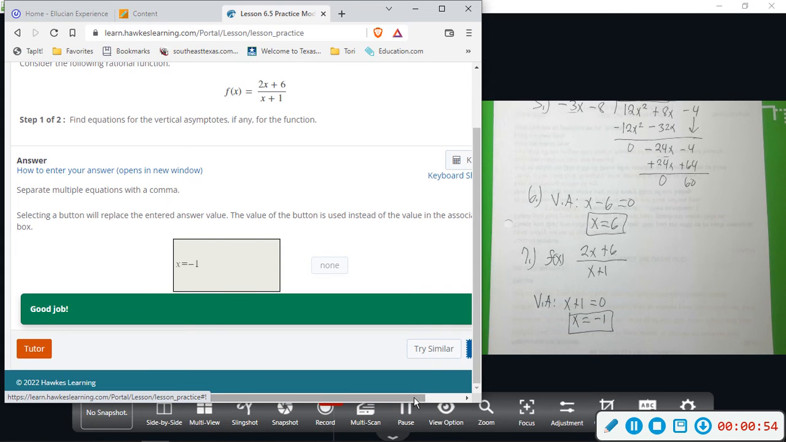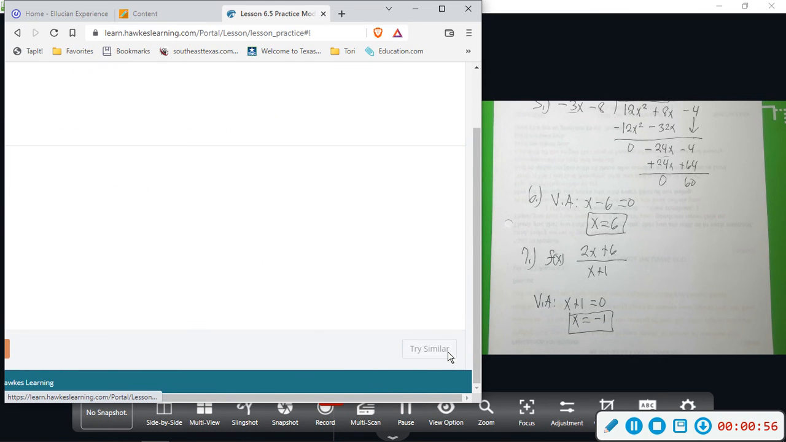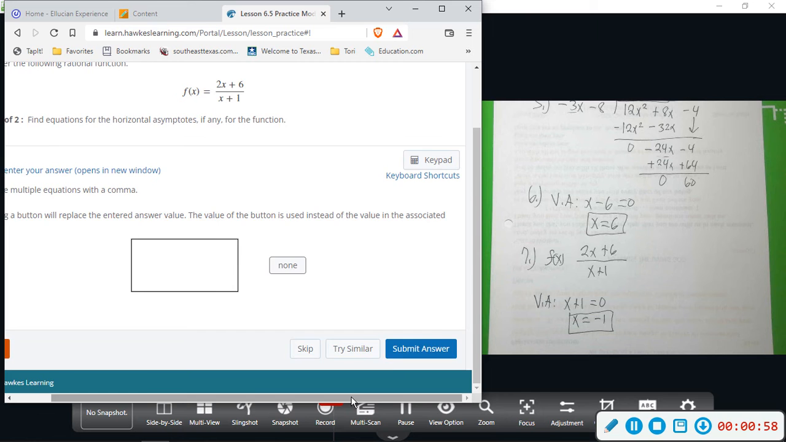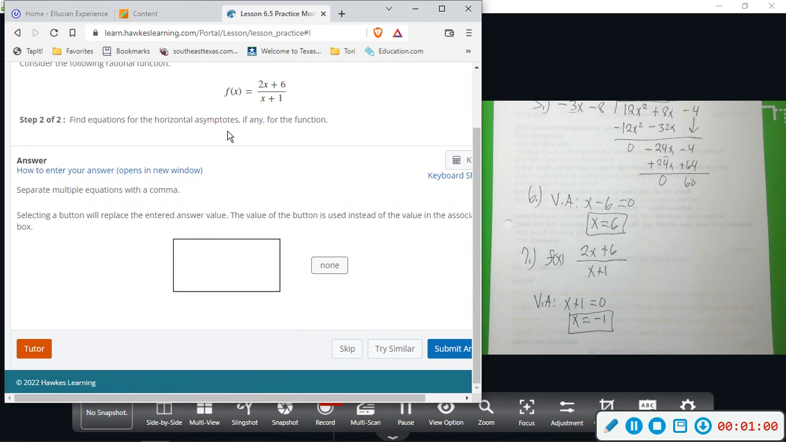Alright, and then part 2, we want to find equations for the horizontal asymptote. So remember, for horizontal, there were 3 cases. If the top is greater, there's none. If the bottom is greater, it's 0. And if the degrees are the same, then it's the ratio.